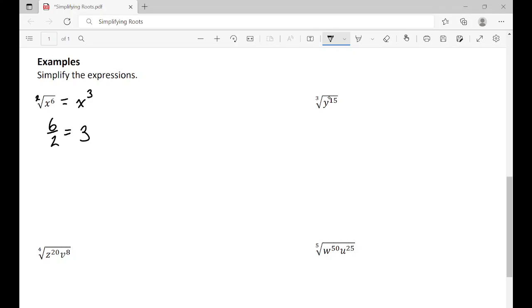Over here, cube root of y to the 15th. Again, 15 divided by 3. So 3 goes into 15 5 times. So the cube root of y to the 15th is y to the 5th.